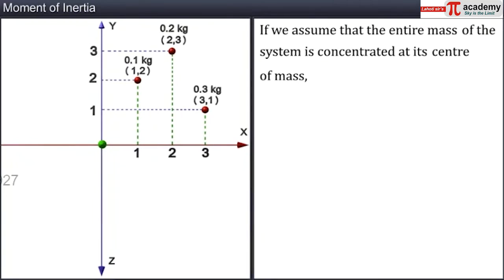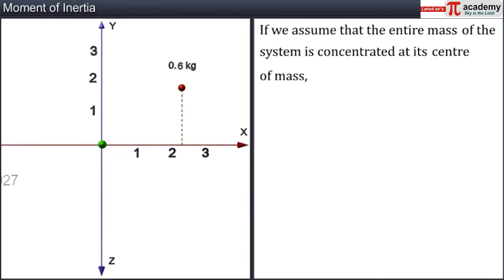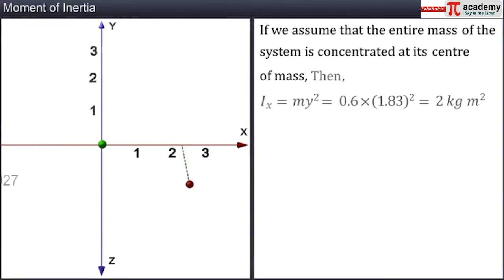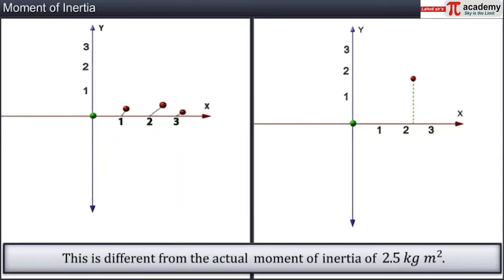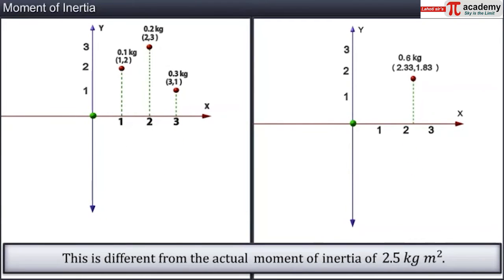If we assume that the entire mass of the system is concentrated at its center of mass, then Ix is equal to M y squared, which is equal to 0.6 into 1.83 squared, equal to 2 kilogram meter squared. This is different from the actual moment of inertia of 2.5 kilogram meter squared. Hence, we see that the moment of inertia cannot be calculated by considering the center of mass.